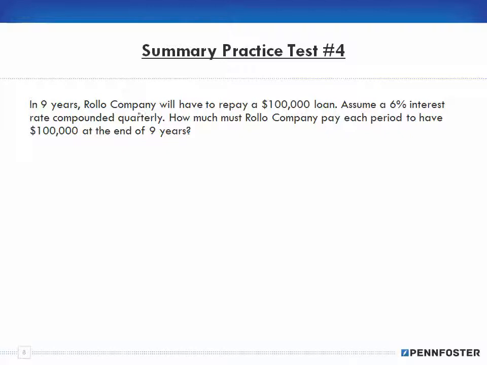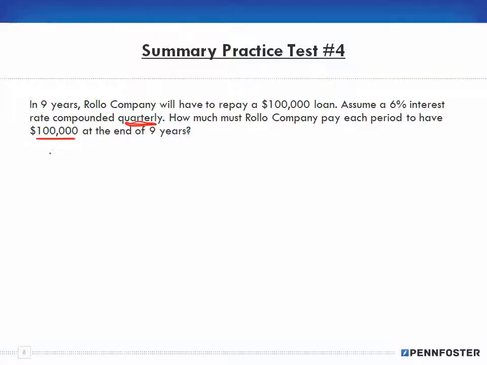In 9 years, Rollo Company will have to repay a $100,000 loan. Assume a 6% interest rate compounded quarterly. How much must Rollo Company pay each period to have $100,000 at the end of 9 years?